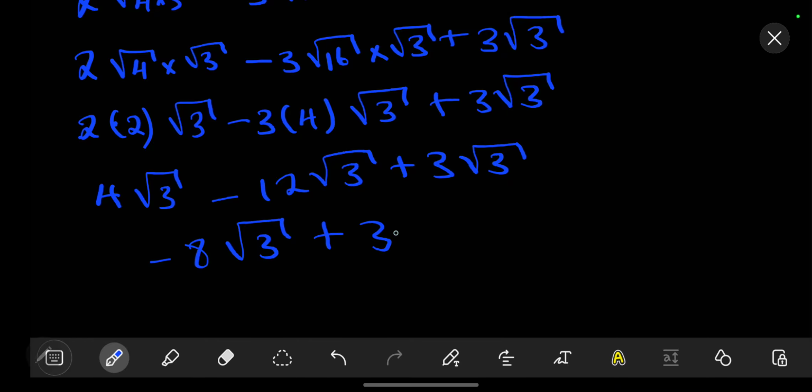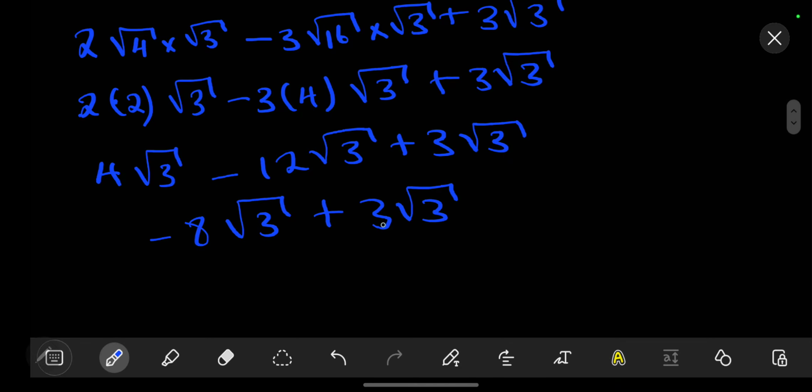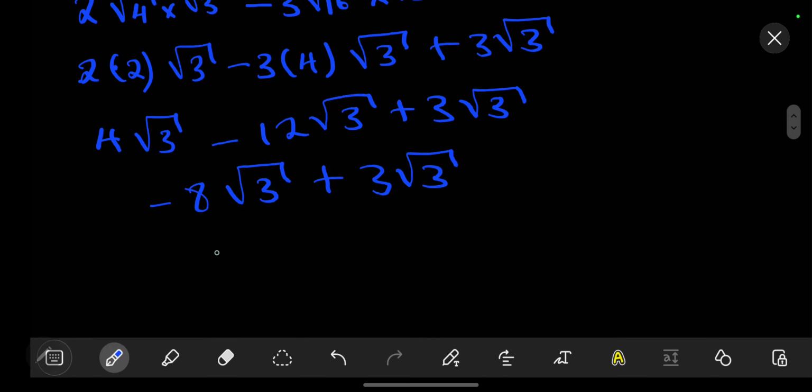Then we have plus 3 square root of 3. So when we add negative 8 plus 3, we are going to have our negative 5. Then we are going to have our square root of 3 as our answer.